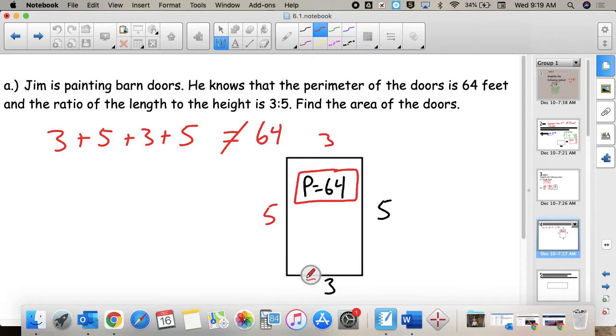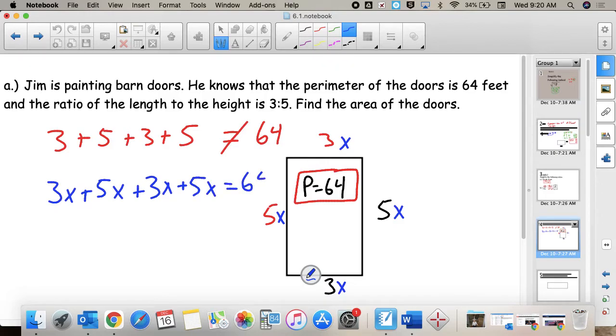However, since a ratio can be reduced, what they are saying is that it is some multiple of this that is going to get you to 64. So we're going to call them 3x, 5x, 3x, and 5x. It is some multiple of that ratio that will work. When I combine all of my x's together, we get 16x equals 64. And then when we divide, we get x to equal 4. That tells me that that multiplier, what I need to multiply my ratio by, is 4.